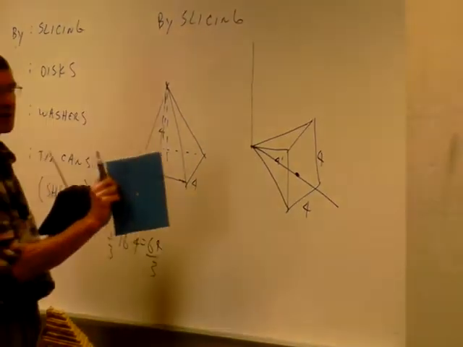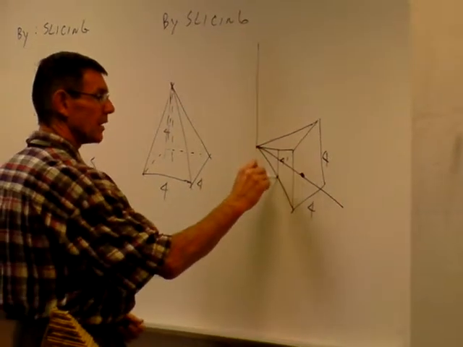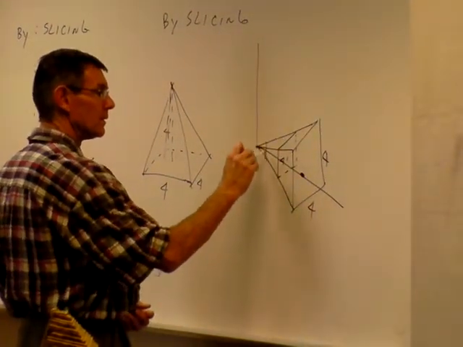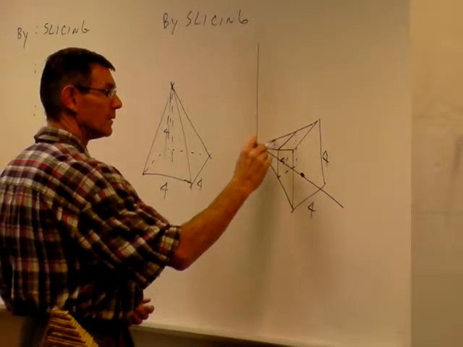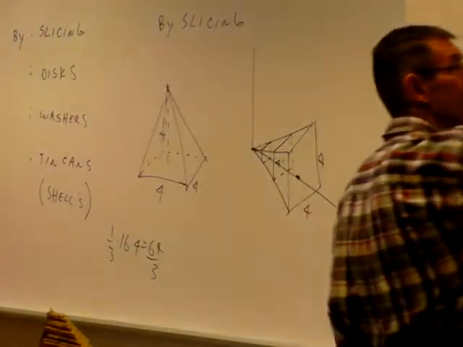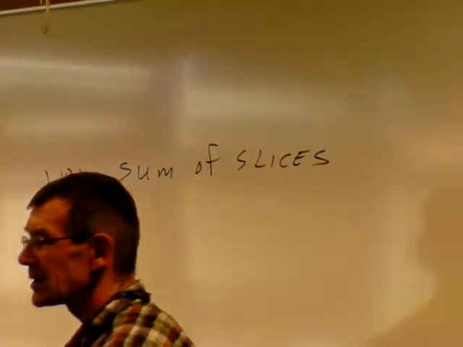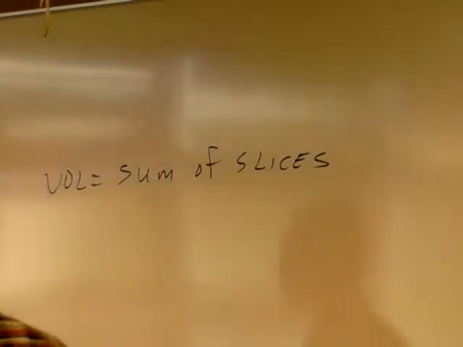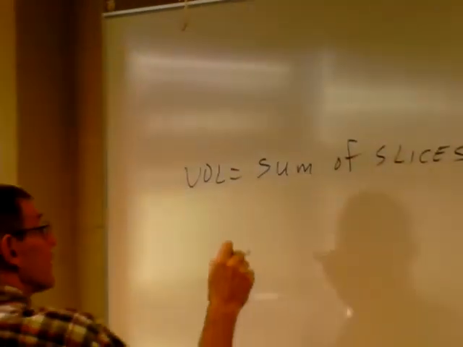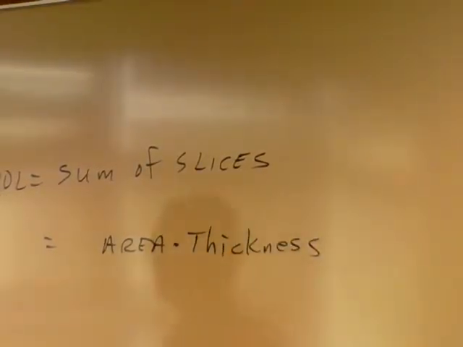I'm going to simply take this and put it into squares and slice it up. So I just got a bunch of slices coming out. All right? So the volume equals the sum of slices. And what is the volume of each slice? The volume of each slice is the area times its thickness. So we're going to find the area of each slice and then multiply it by its thickness.